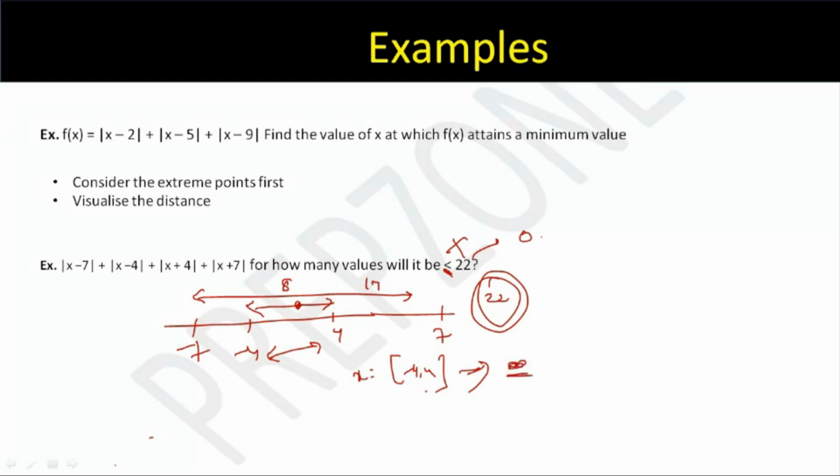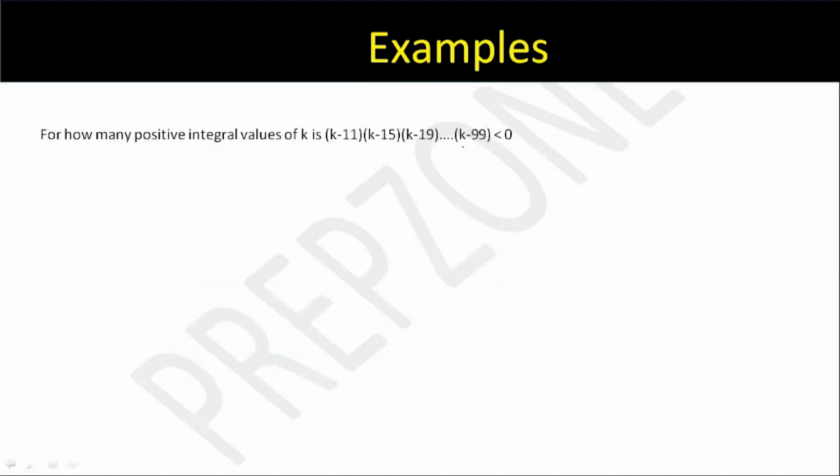If the question had been, for how many integral values of x will it be less than or equal to 22, then the answer would have been 9. So just be careful about the language of the question. Integral, non-integral will change a lot of things. Everyone clear? Perfect. I'm hoping not a single student is having doubt here. Right? Okay, cool. Next question.